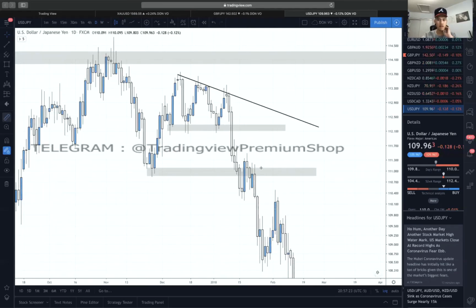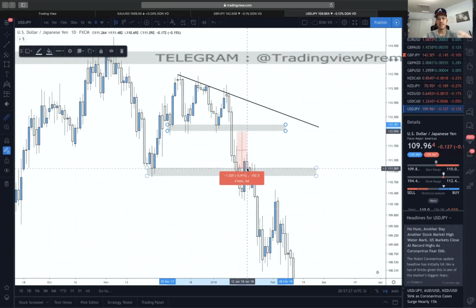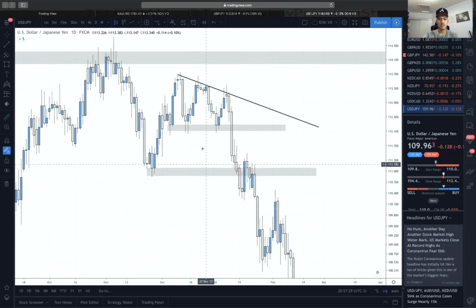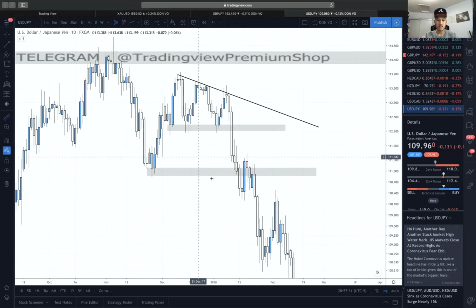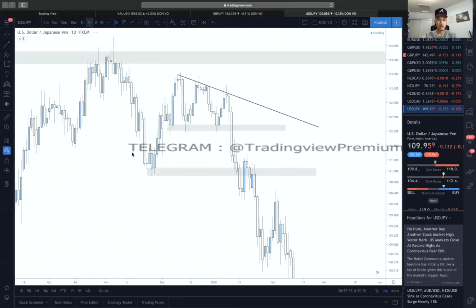So this is about 96 pips, 100 pips. This is not too bad of a move, right? From here to here, not too bad of a move. So let's see, if we go down to a smaller time frame, let's see what we have.